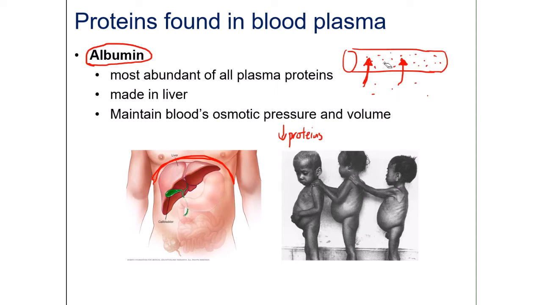And if your albumin level is low in the blood, then some of these dots start to go away, right? Now there is not as much of a difference in terms of solute concentration between the blood and the outside, so you're not able to bring back as much fluid from the surrounding area, and that leads to edema. That causes the fluids to accumulate in your belly, for example.